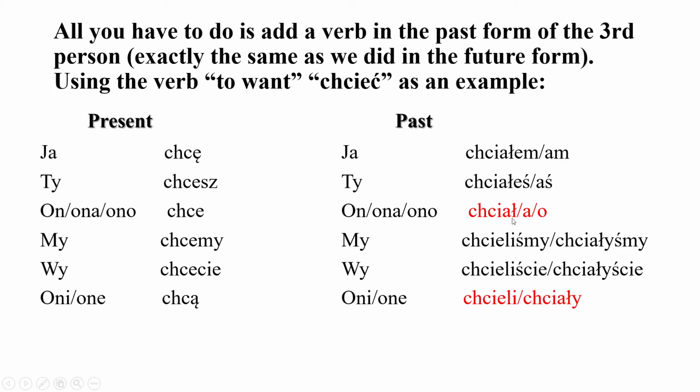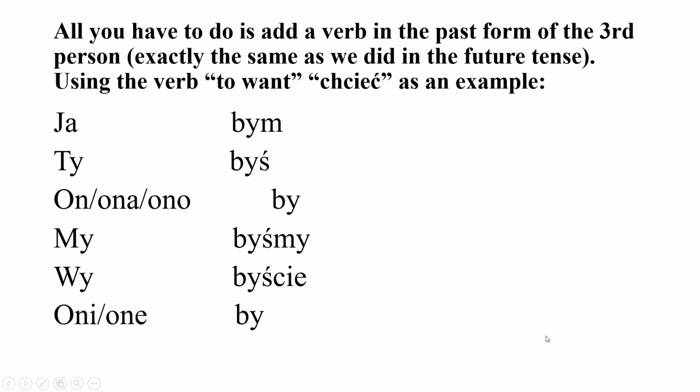This is the past, and these are the third person of the singular and the plural. So I want you to remember those, because the same as the future, we use these forms in the future or now in the situation using the conditional. So let's move forward. As we learned, in the conditional we use ja bym, ty byś, on, ona, ono by, my byśmy, wy byście, oni, one by.